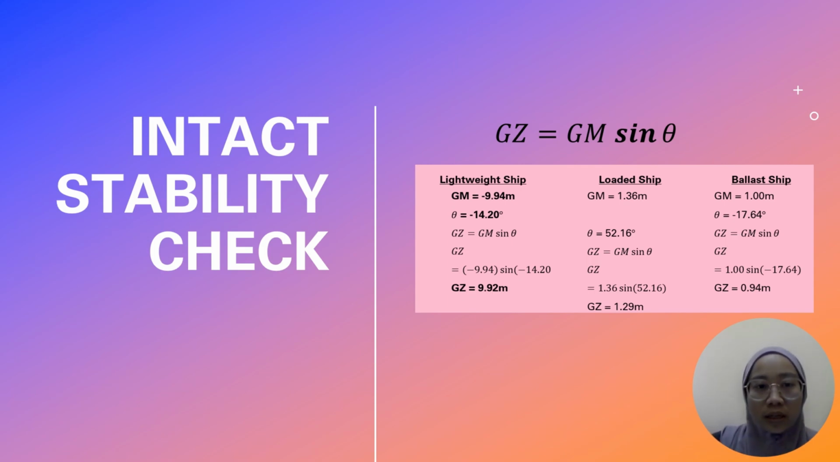The righting lever GZ should be at least 0.2 meters at an angle of heel equal to or greater than 30 degrees. The maximum righting lever should occur at an angle of heel not less than 30 degrees. The initial transverse metacentric height should not be less than 0.15 meters.